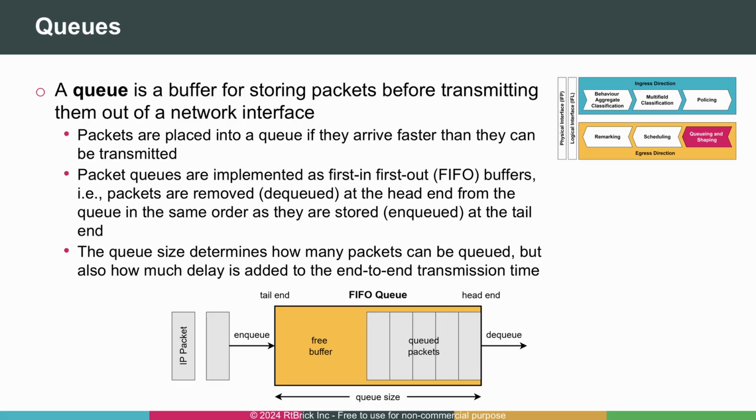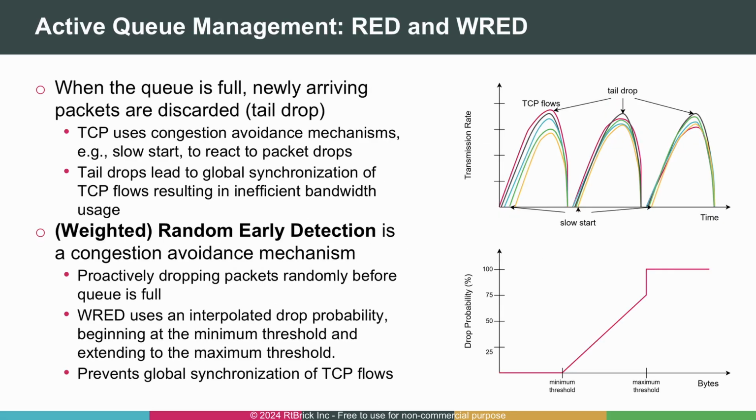Queue size depends on several factors, including ASIC memory and the type of traffic. A large queue can store more packets, reducing the likelihood of drops. However, larger queues can also introduce significant delay in end-to-end transmission, which is undesirable for latency-sensitive services such as voice. When a queue is full, newly arriving packets are discarded. This is known as tail drop. For some traffic types, discarding packets is preferable to introducing additional delay.